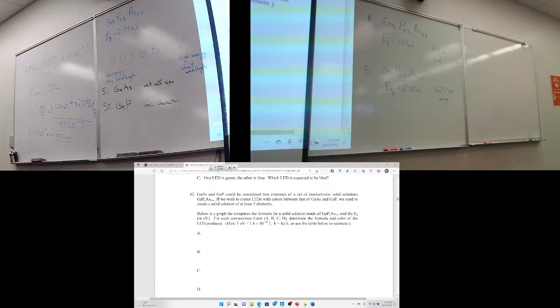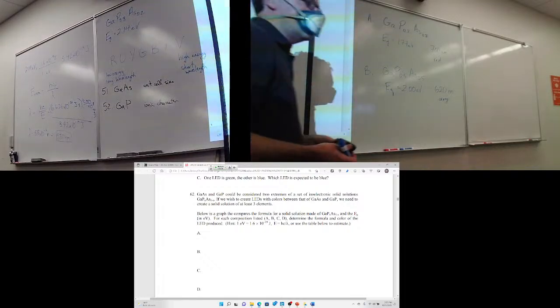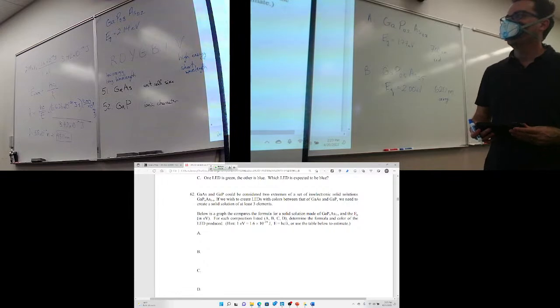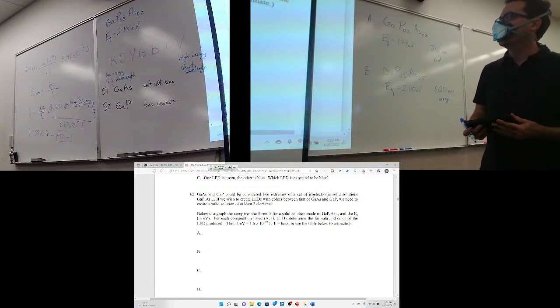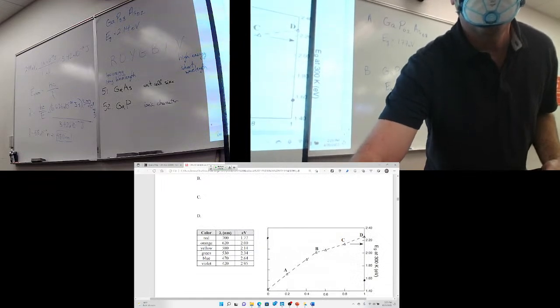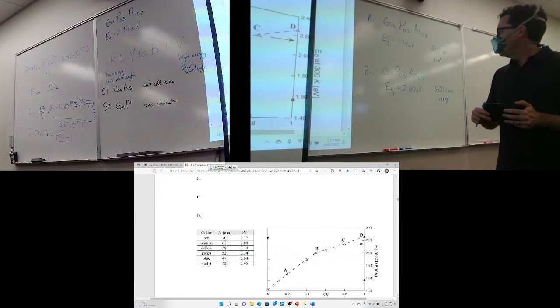So 580, I believe, is greenish yellow. I think it's yellowish, actually. I think it's still too high for green. So it's a yellow LED. And yeah, 580 yellow. So I got exactly what they said. Make sure you know how to do that.